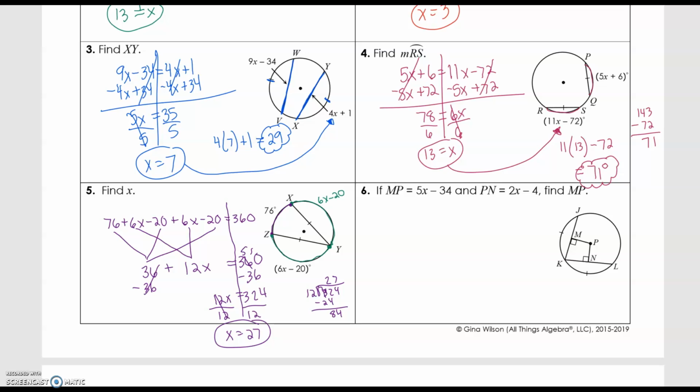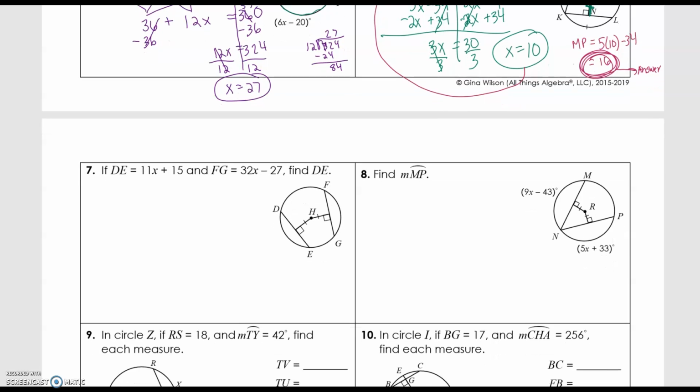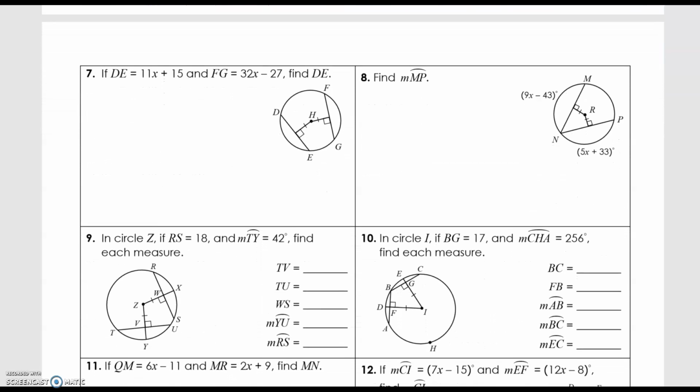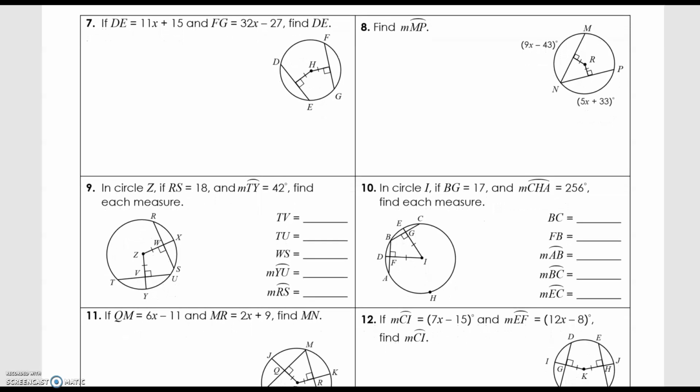So let's have you try number 6 on your own. Okay, so it doesn't say it, but MP is congruent to PN, so you set them equal. And that's because the arcs are congruent, which means the chords are congruent, which means they're equidistant from the center. All right, let's see, D, E, and F, G.